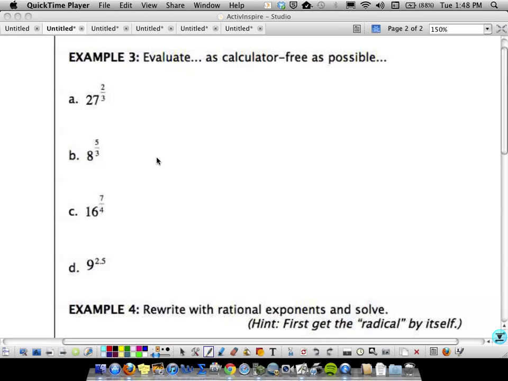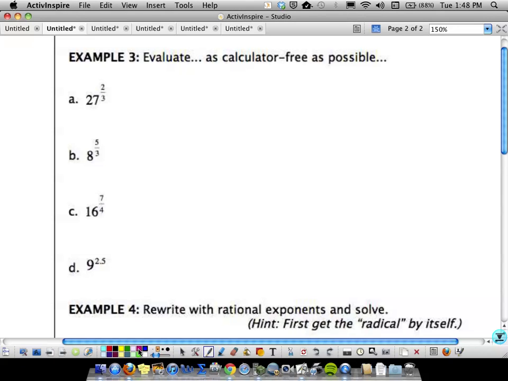All right, on to 5.3, part 3 of the videos. Example 3 says to evaluate as calculator free as possible. So we're going to try and do A through D without using a calculator. And the strategy we're going to use is somewhat similar to something we looked at last time.